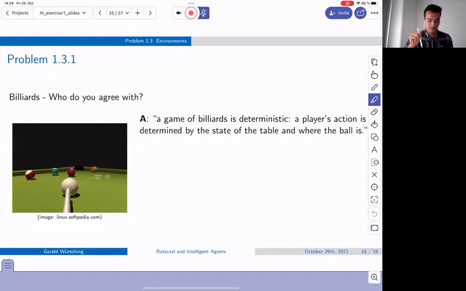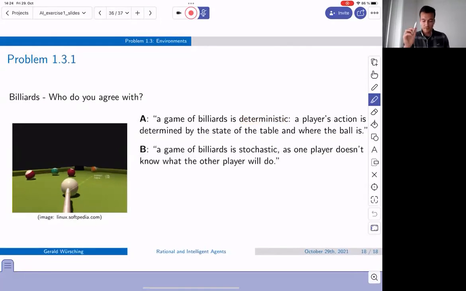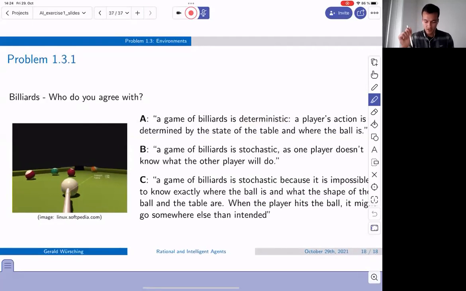She says a game of billiards is deterministic because a player's action is always determined by the state of the table and where the ball is. Then we have the opinion of Bernhard, who says a game of billiard is stochastic because one player doesn't know what the other player will do. And then we have a third opinion, from Catherine. She says a game of billiard is also stochastic because it's impossible to know exactly where the ball is and what the shape of the ball and the table are. And when the player hits the ball, it might go somewhere else than intended.